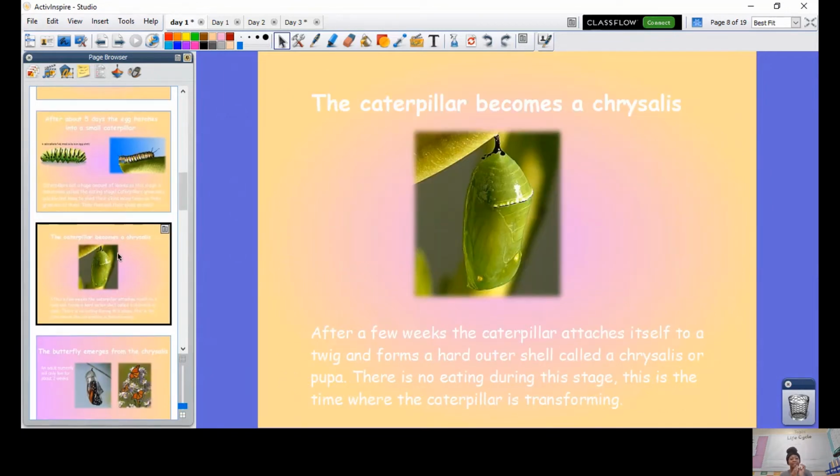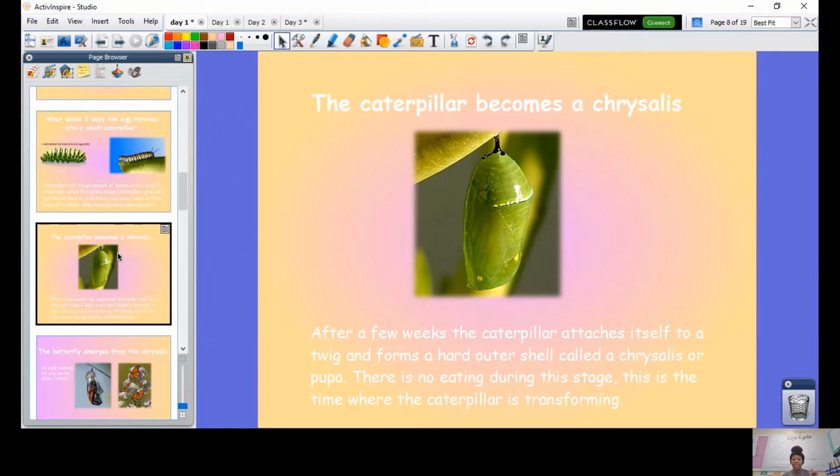So after the caterpillar eats and eats and eats, it then forms a chrysalis. Now that's a tricky word to say. Try it with me. Chrysalis. Okay, and that is also known as a cocoon. So I know in the Very Hungry Caterpillar story, they call it a cocoon. Well, they're exactly the same thing.